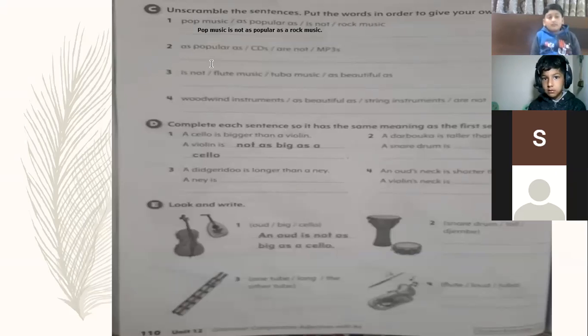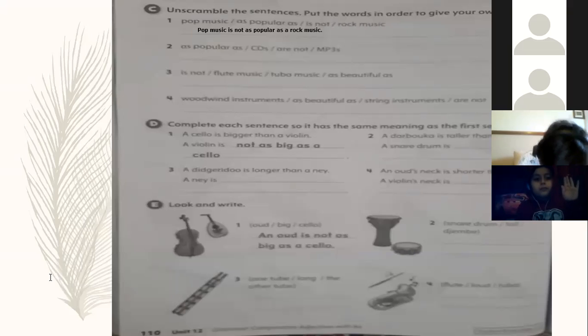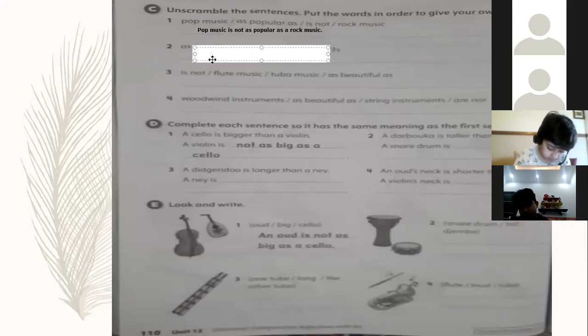Number two: as popular as CDs are not MP3s. Yes, Ahil. MP3s are not as popular as CDs. Are you sure? CDs are the older ones and MP3s are the ones which are being used nowadays as well. So what do you think? What I think is that CDs are not as popular as MP3s. Okay, that's fine. It's up to you, whatever you want to write. CDs are not as popular as MP3s. Okay.